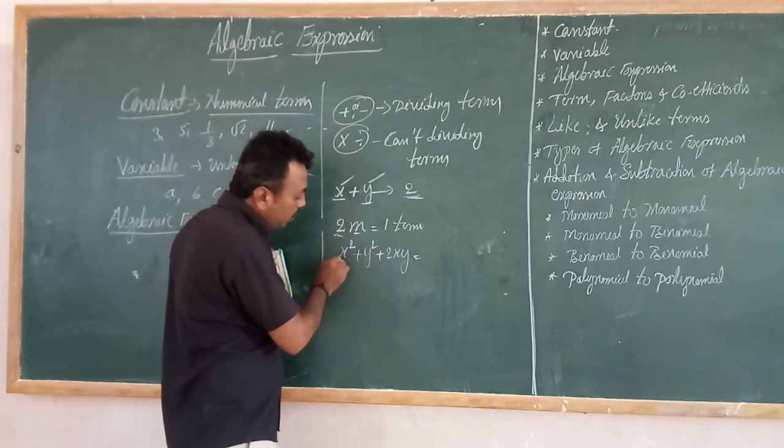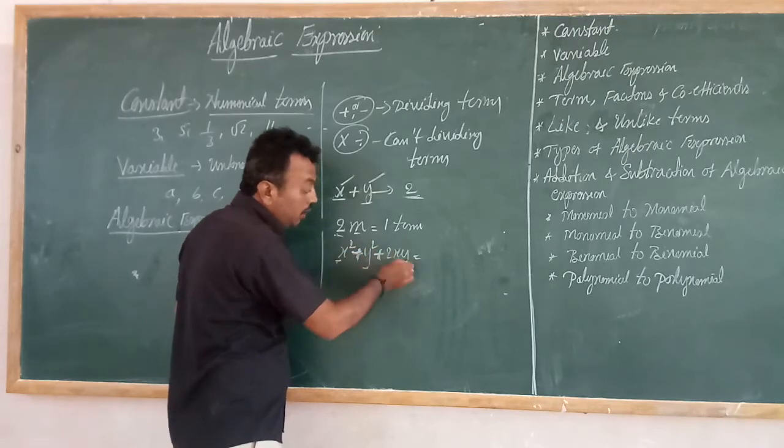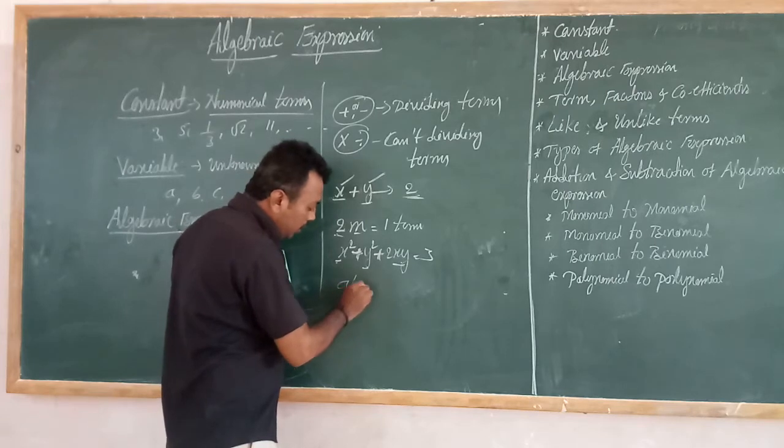Okay. Then x square plus y square plus 2xy. How many terms are there? One term, two terms, three terms. These 2 plus signs are there, so these 2 plus signs divide it into 3 terms. Therefore 3 terms.